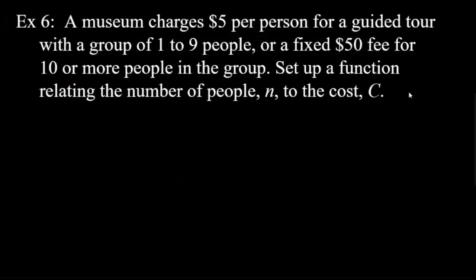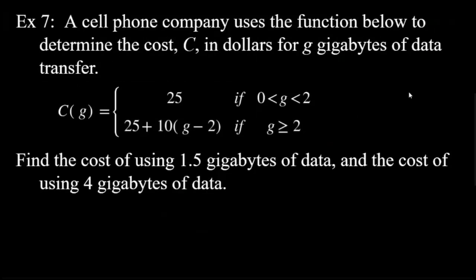Okay, so this happens a lot in life. So let's take a look at this one. Cell phone company. Okay, so here's an example. I guess here's almost exactly the example we were looking at. Cell phone company uses the function below to determine the cost C in dollars for G gigabytes of data transfer. So find the cost of using 1.5 gigabytes.